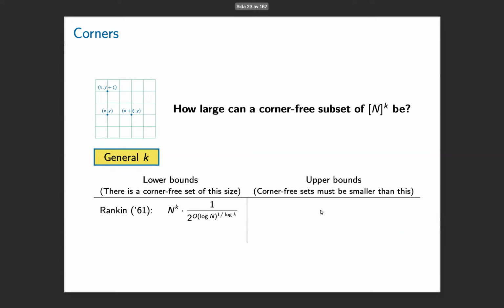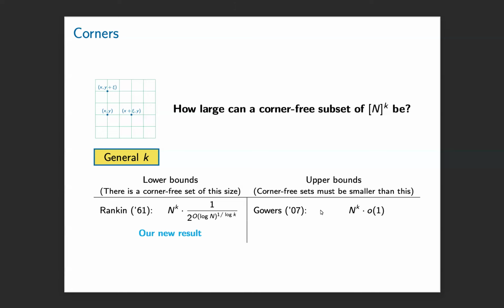And for general K, again, for the lower bounds, we can do the same thing. We have Rankin's construction of KAP-free sets for general K. We can turn this into a similar lower bound for corners. On the other side, we know basically nothing about upper bounds for the general K case. We know that it must be of subconstant density. I've been told that subsequent work has gotten this down to like a log star sort of thing. So there's still quite a bit of work that needs to be done here.